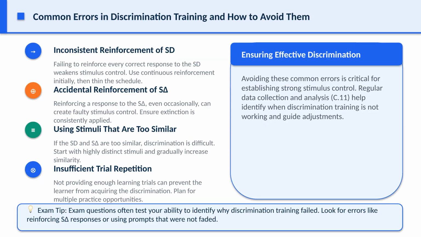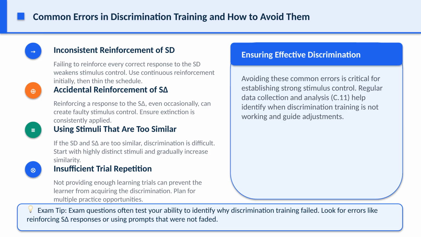When building stimulus control, BCBA candidates must recognize that discrimination training often breaks down due to common procedural errors. Inconsistent reinforcement of the SD weakens the contingency, so initially use continuous reinforcement to establish control before thinning the schedule. Accidental reinforcement of the S delta, even occasionally, creates faulty stimulus control. Ensure extinction is applied consistently to every S delta response. If the SD and S delta are too similar, discrimination becomes difficult. Start with highly distinct stimuli and gradually increase similarity.